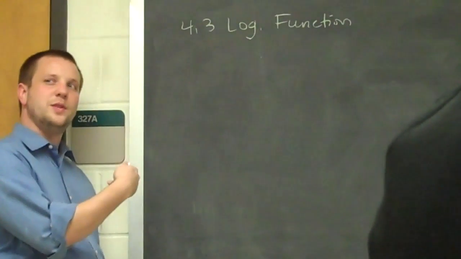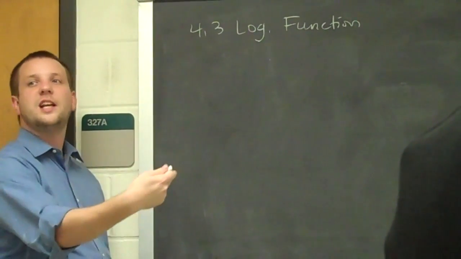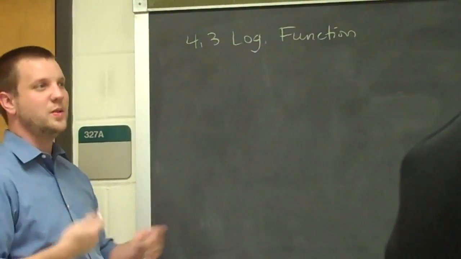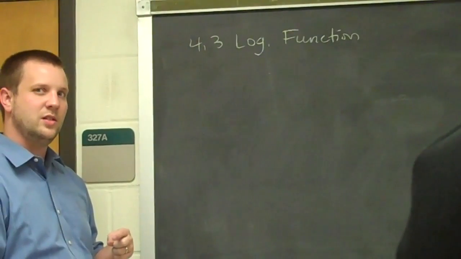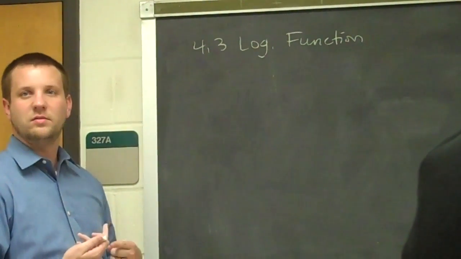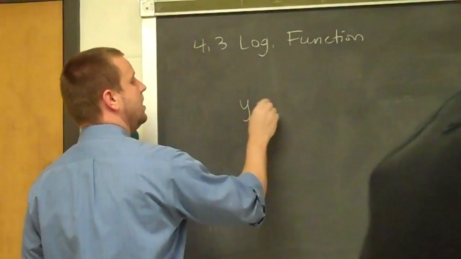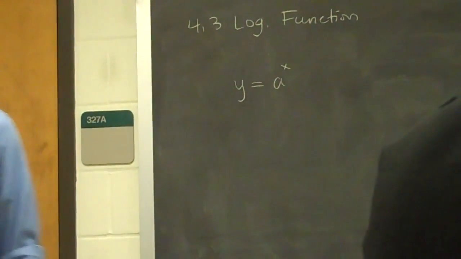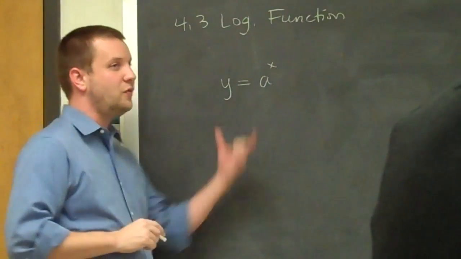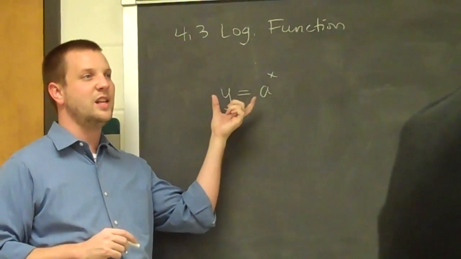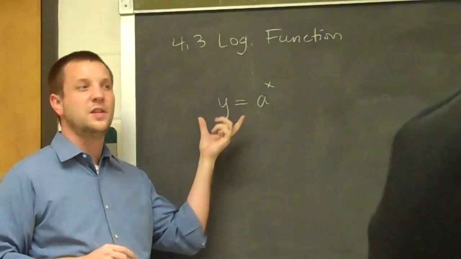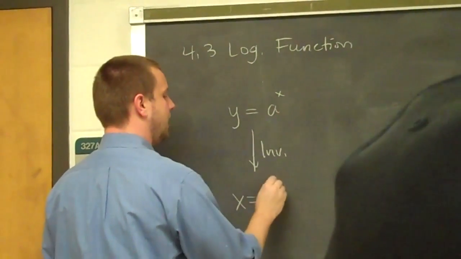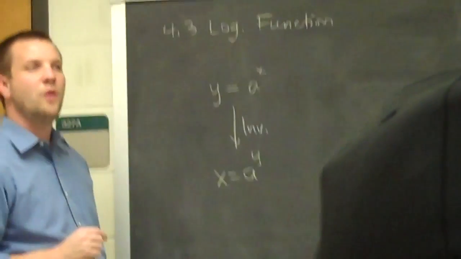Now, here's the idea behind the log function. The first section that we did in this chapter was inverses, right? Then the next section was exponential functions. So the question that's going to be coming up is, what is the inverse of the exponential function? If I have y equals, let's say, a to the x, what's the inverse of that function? If I give you an equation and I ask you to find its inverse, do you remember what you're supposed to do? Switch x and y. So x equals a to the y, but then you're supposed to solve for y, right?